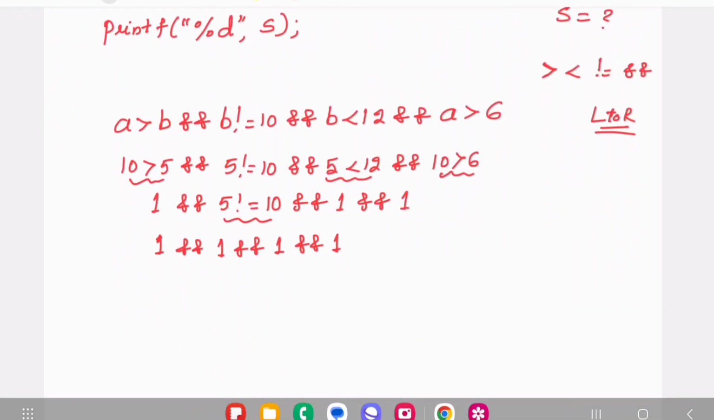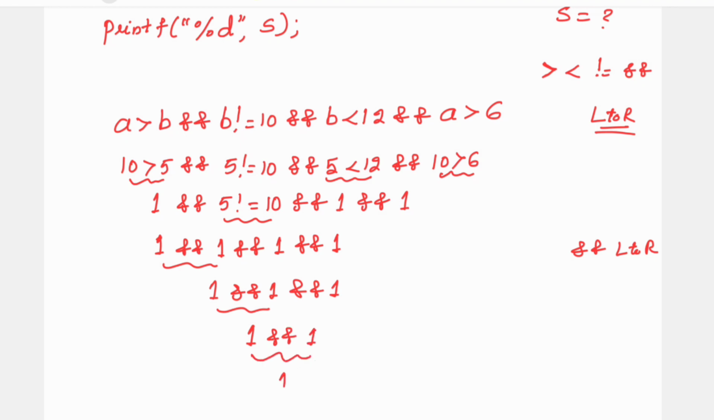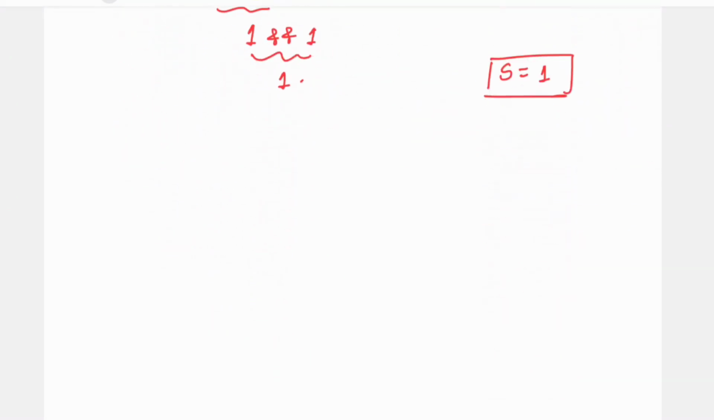You have what? All logical AND operations only, and what is the associativity? Left to right. Logical AND also it is left to right. So this is 1. Yes, this is true, this is true. That means this is 1. Logical ANDed 1 with 1 is 1. Then logical ANDed 1 with 1 is 1. The value that gets stored in the variable S is 1. So this is one example.